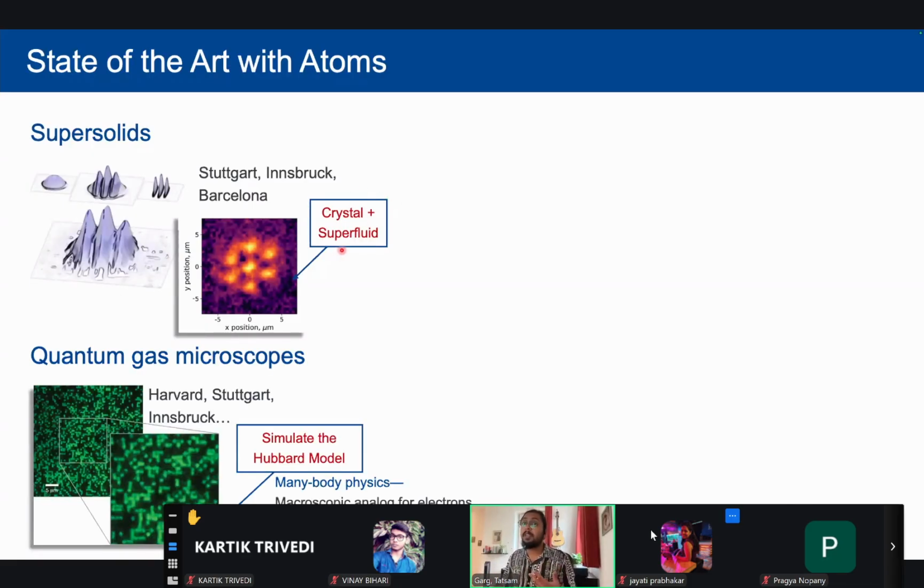Then people are also building these so-called quantum gas microscopes. Here, you put all your atoms from a BEC into a lattice, a kind of a grid.